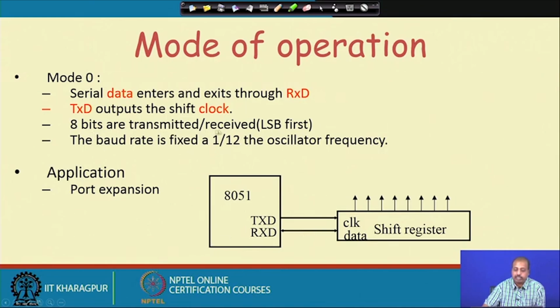8 bits are transmitted and received. The LSB will be received or transmitted first. The baud rate is fixed as 1/12 of the oscillator frequency. This is typically used for port expansion. We have so many extra bits, so you can use these individual bits as different port bits.